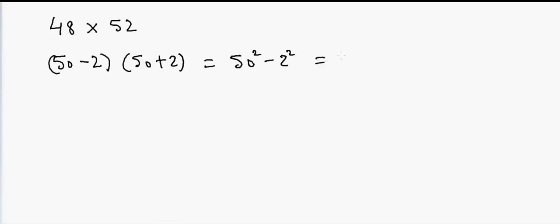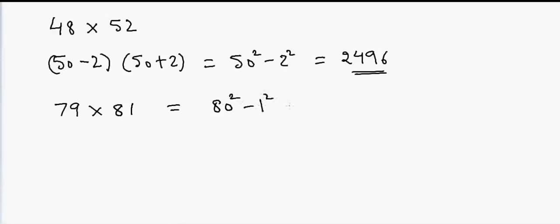That will be equal to 50 square minus 2 square. So the answer will be equal to 2496, right? Same way, suppose I have to do 79 into 81, so the answer will be equal to 80 square minus 1 square. So this will be equal to 6399.